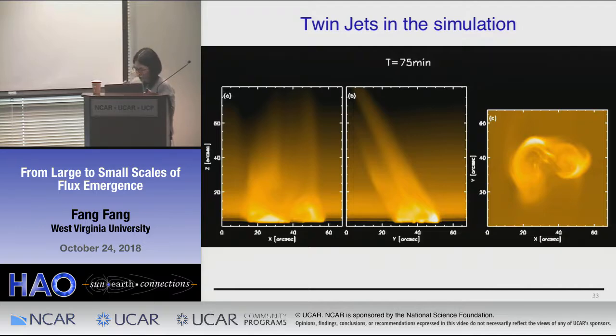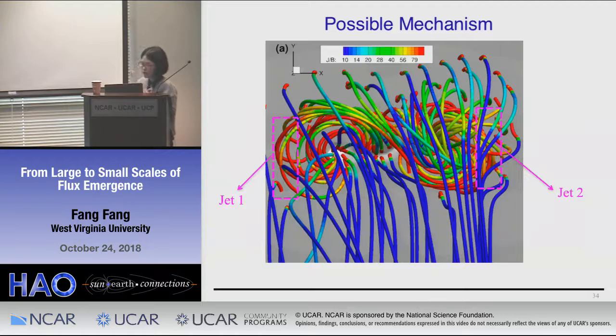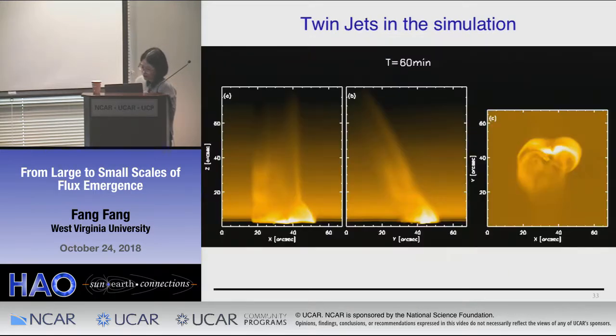So next we take a look at the 3D structure of the coronal field. It's very messy here. The color is showing you the current density on the field lines. The two jets are originating from the two arms, where it's highly twisted and has a very high current density, and so we propose that this twisted sigmoidal structure, at the two arms, reconnects with the ambient open field and produces the twin jet, as we observed here.